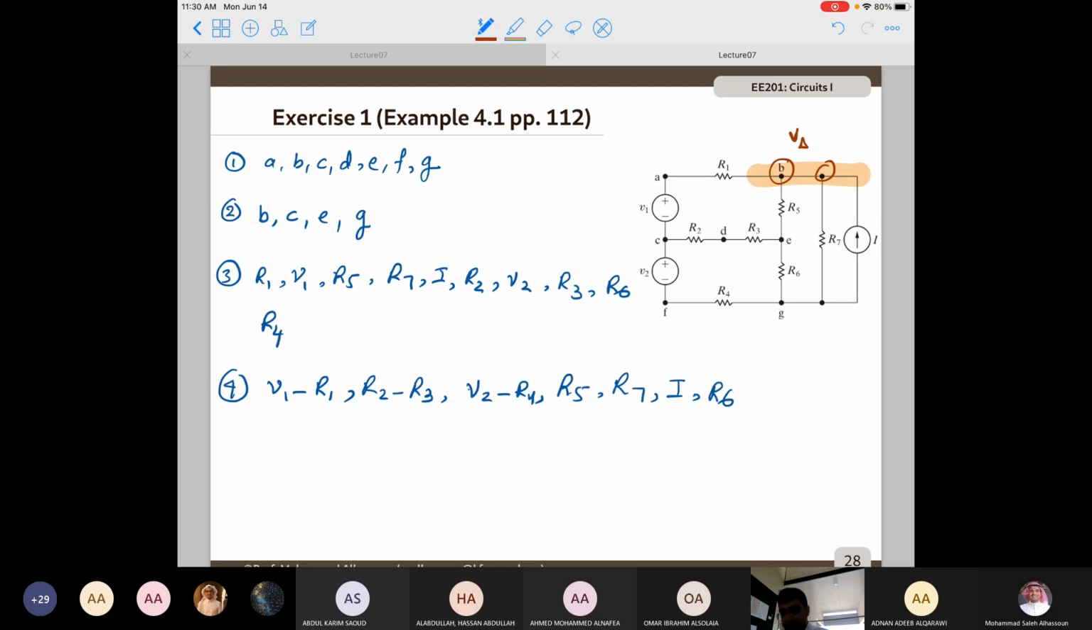Karim? Doctor, if I can remove node B and put the other one, the one above R7, instead of it, that would also give me the same potential difference? All of this is node B. Okay, all of this is node B. Thank you. And all of this is node G.